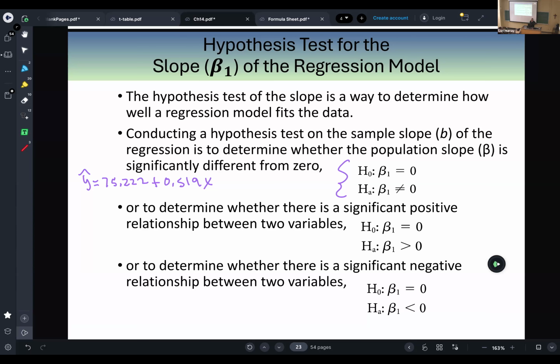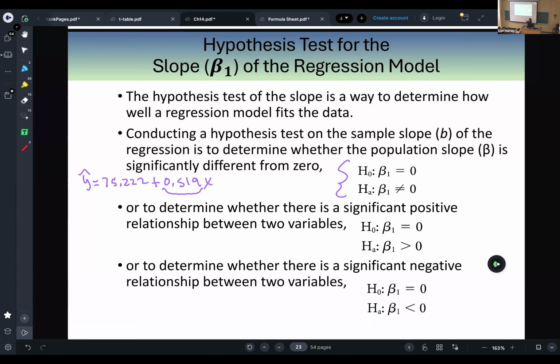So imagine if the slope coefficient was not 0.519, if it was 0, what would that mean? Would we even have a regression? We would just have an intercept, right? This is the slope coefficient right here, 0.519. If it was 0, you wouldn't want this model. You wouldn't even use it, if 0 was a potential possibility.